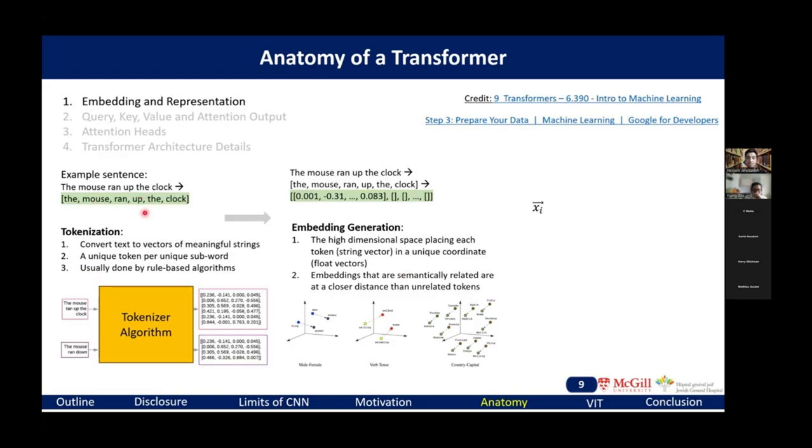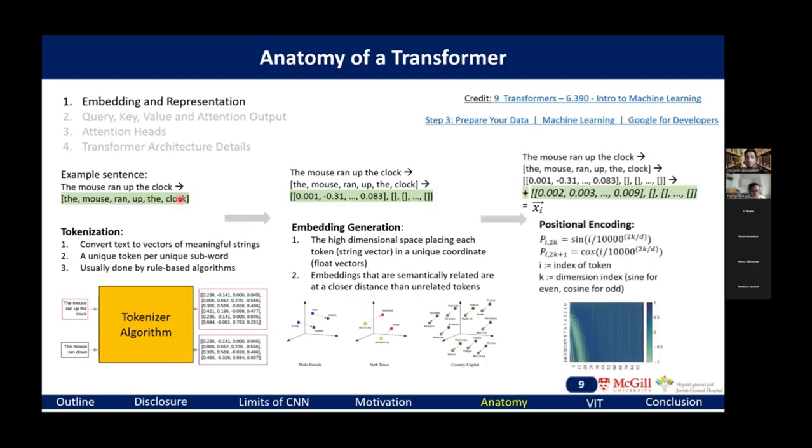I could scramble this sentence right here, and I would generate the tokens and the embeddings, and there's no sense of order that the words happened one after the other. So how can we give that sense of order, or the sequential priority of the words? This is done thanks to positional encoding.